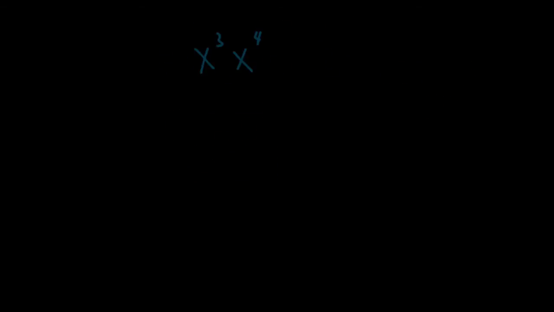And this one, x to the 3rd times x to the 4th. So we have a common base. In this case, the common base is x. So adding the exponents, we have x to the 7th. That's our rule for the lesson: we're able to simply add the exponents.